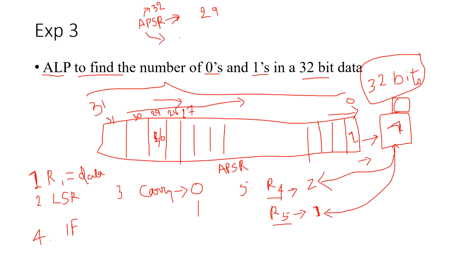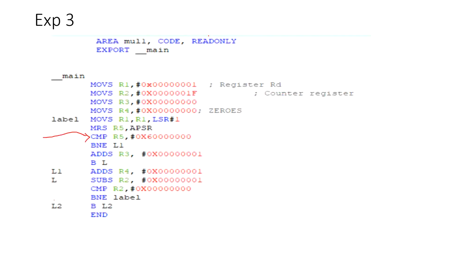I need to have an instruction called MRS. This is a special instruction used to read the special registers. Whenever I do it, what will happen? The data of the APSR register gets copied down to one register. Correct? So this is the program that we have.